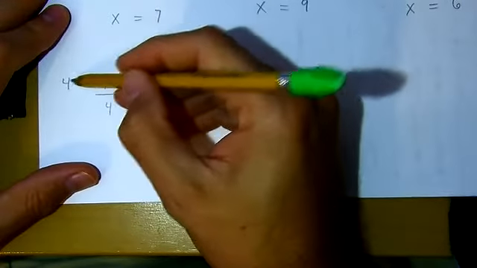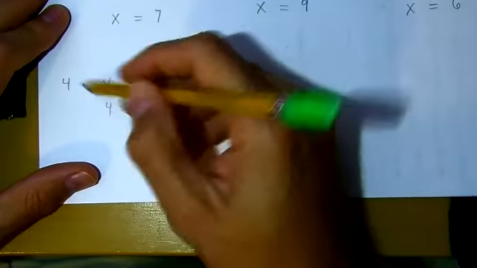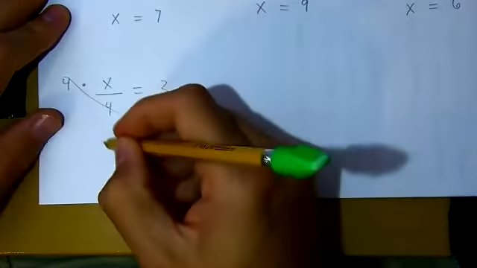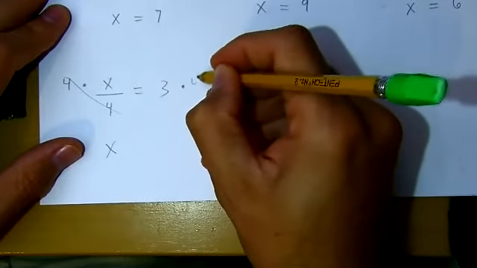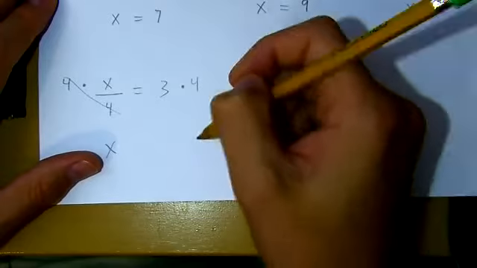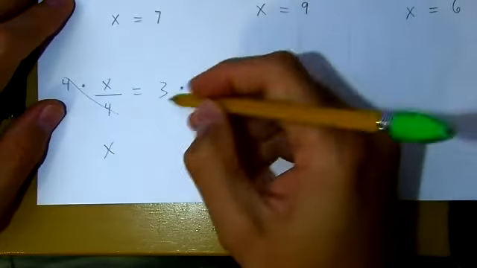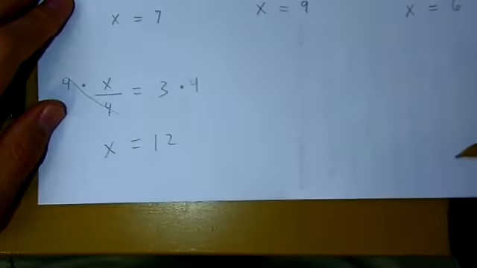You put it on the top because you want the 4 to end up being on the top, because 4 on the top and 4 on the bottom is going to cancel out, and you're going to be left with x. Copy your step to the other side. It doesn't matter that this one's first over here and this one's last over here. You'll still end up with the same answer. Bring down your equals, do your multiplication. Your answer is 12.